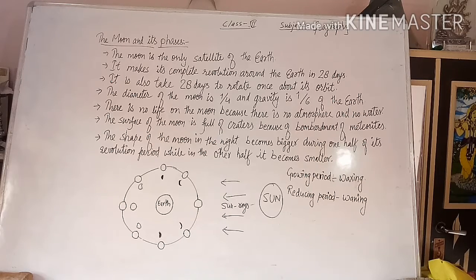The last one, the shape of the moon always changes, as you can see in the night. You can experience it by yourself. Every time in the night you see different types of shapes of the moon in the sky. That's because of revolution around the earth and rotation on the orbit. The growing period is called waxing, the reducing period is called waning.